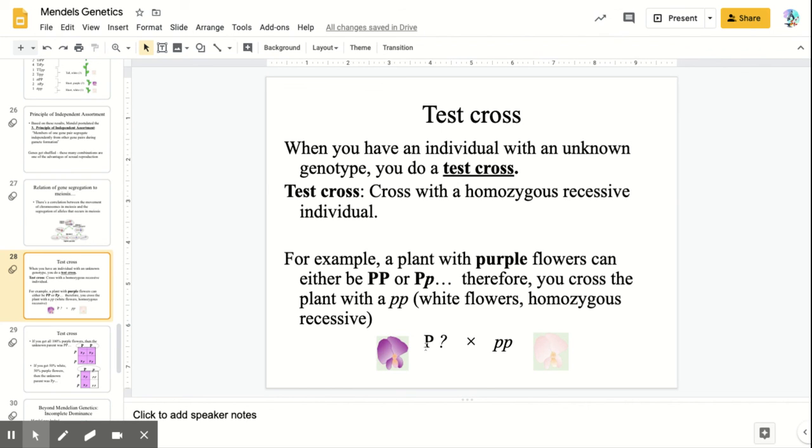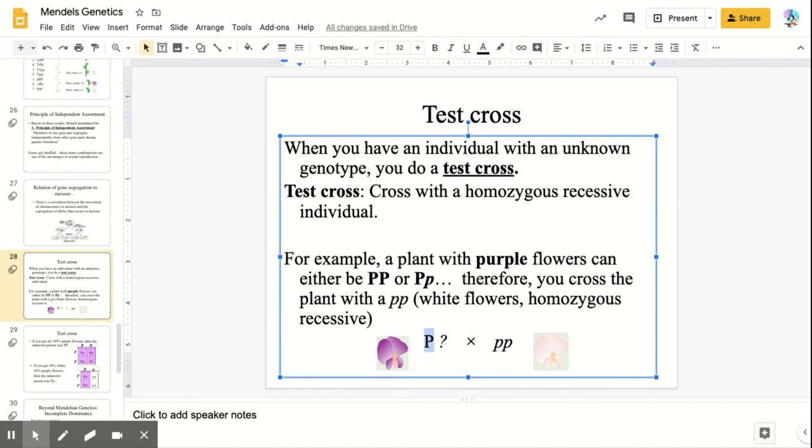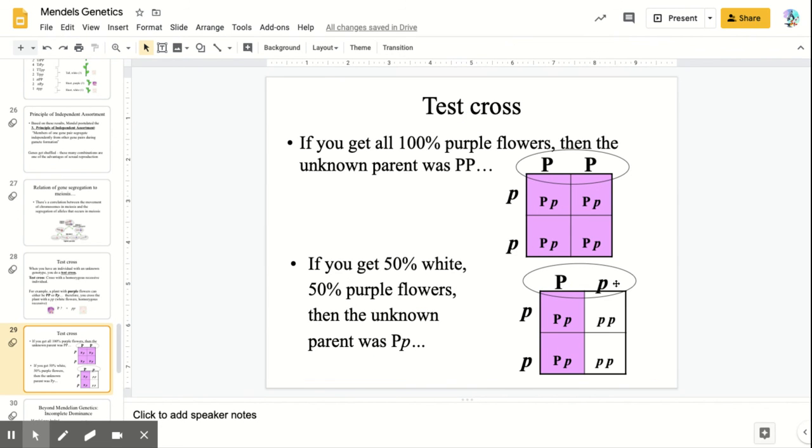So you know that it has to have at least one capital letter because it's purple, but you don't know what that second one is. It could be an uppercase P, homozygous dominant, or it could be heterozygous. The reason you cross it with a white plant is because if you get any white plants, you know that you have a heterozygous plant.